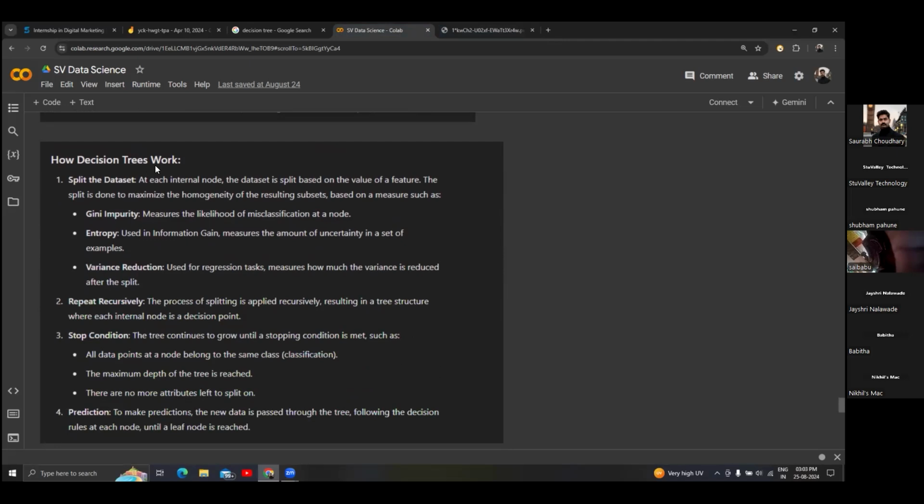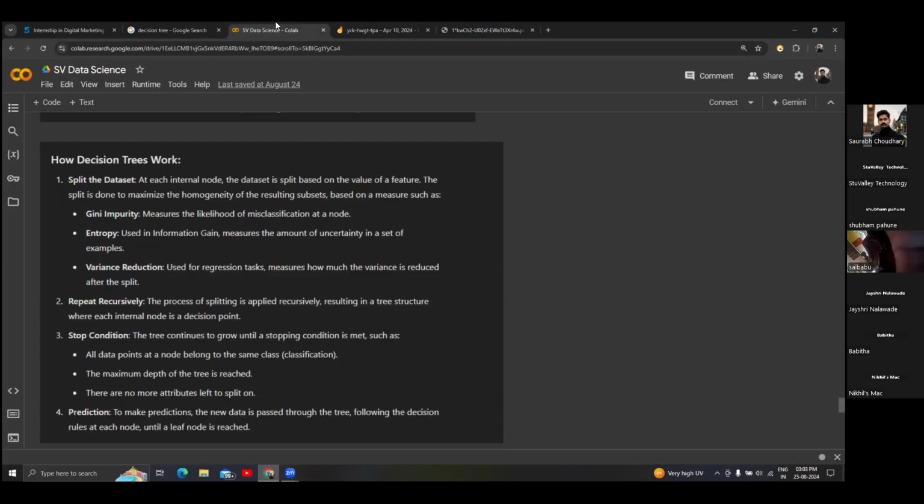How does a decision tree work? First, it splits the data set. At each internal node, the data set is split based on the value of a feature. The split is done to maximize the homogeneity of the resulting sets based on measures such as Gini impurity. So Gini impurity is like, let me show you something.